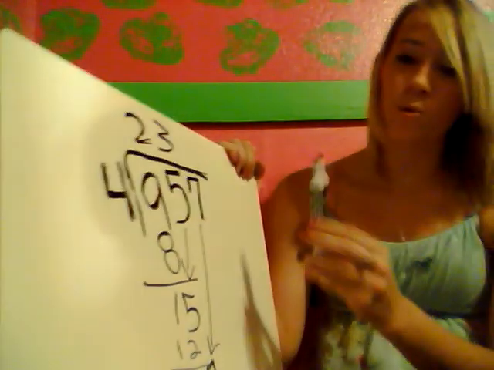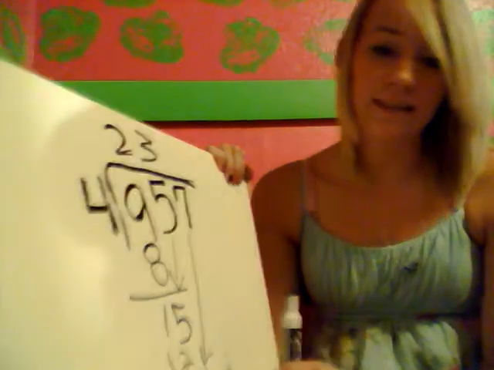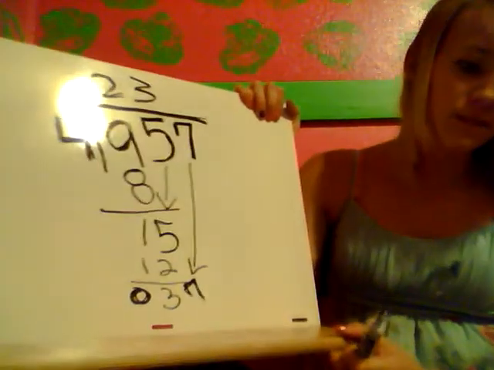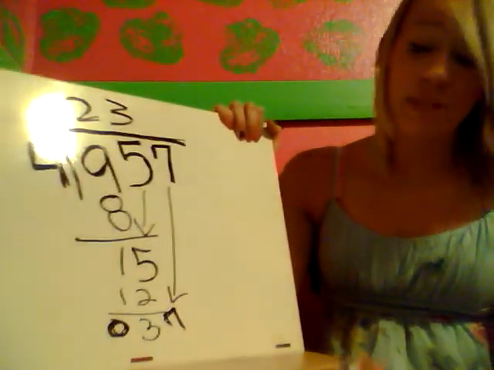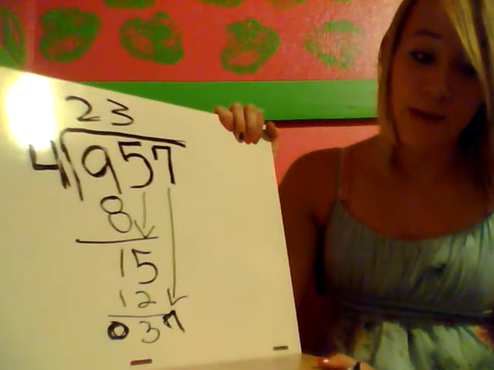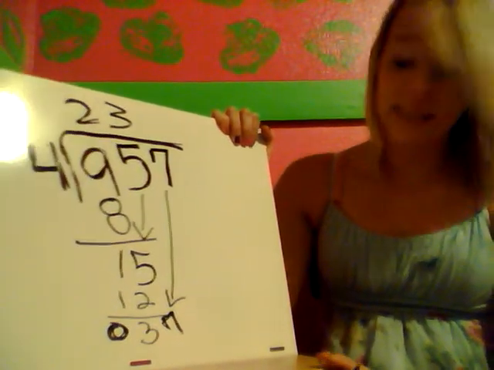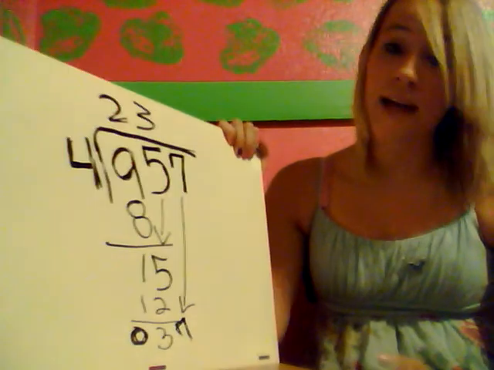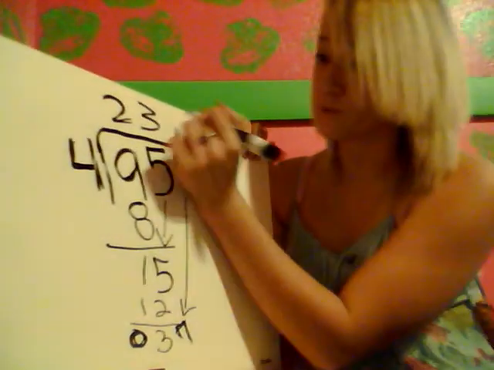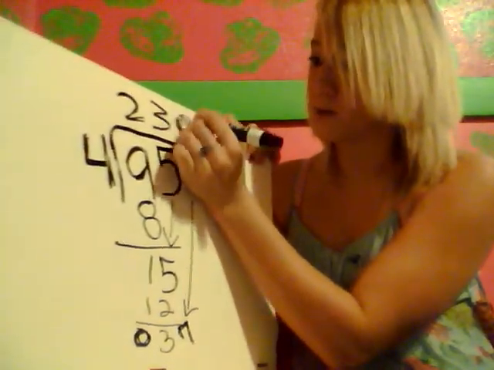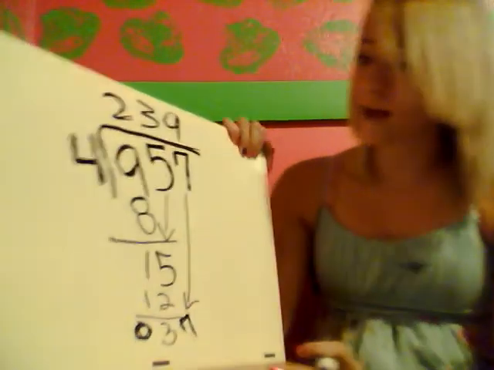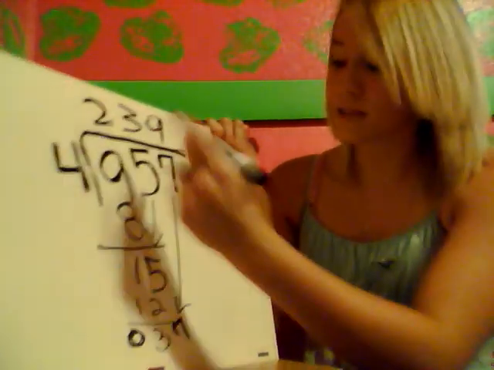4 times what will give you equal to or less than 37? 4 times 8 is 32. 4 times 9 is 36. So the 4 times 9 equals 36 would be what we would be using for this particular problem. So you put the 9 directly above the 7. 4 times 9 is 36.